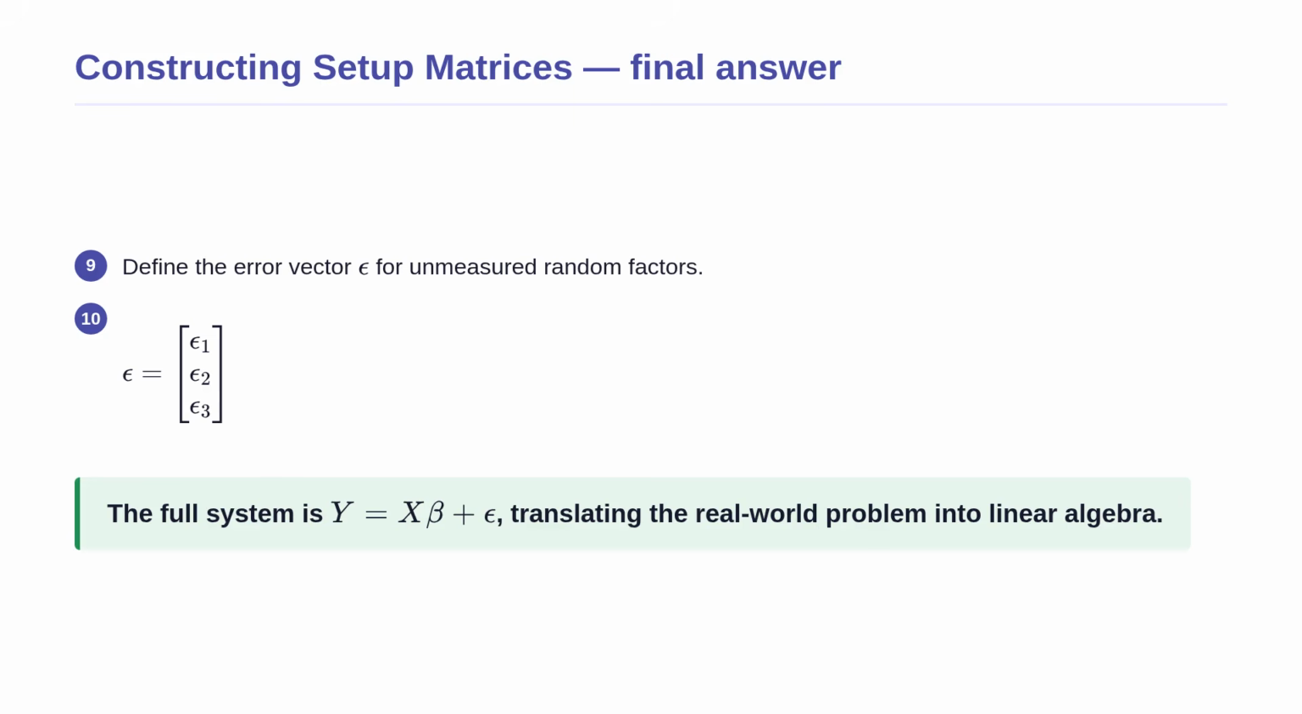Finally, we define the error vector, epsilon. Each student gets their own specific error term in this vertical list. This represents the random factors affecting their score that we did not measure, like how well they slept the night before. We never know the exact values inside this vector, but we assume they follow the Gauss-Markov rules.